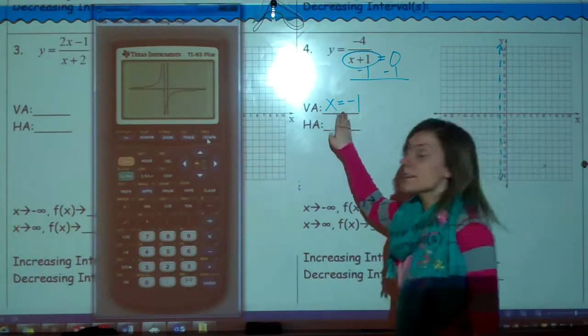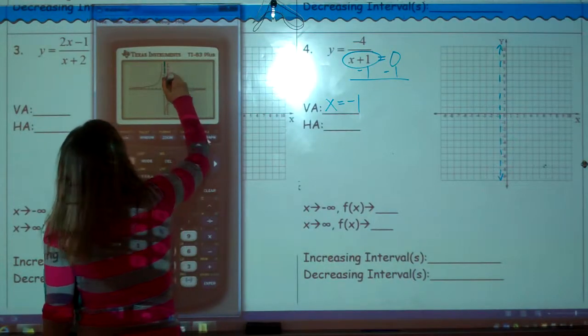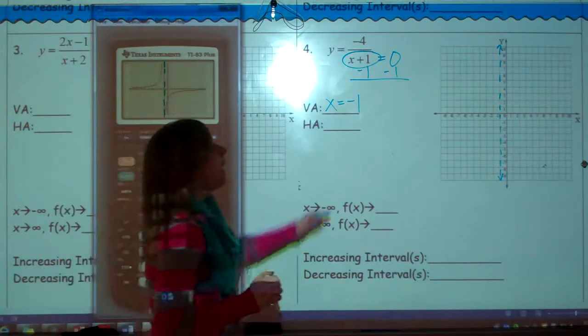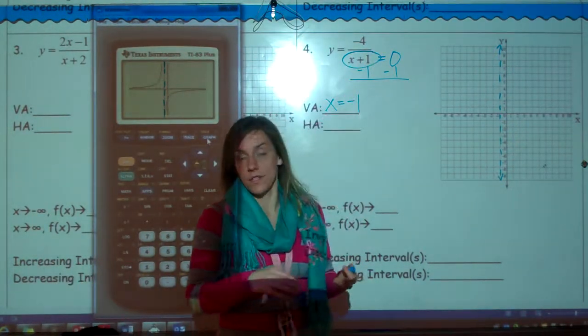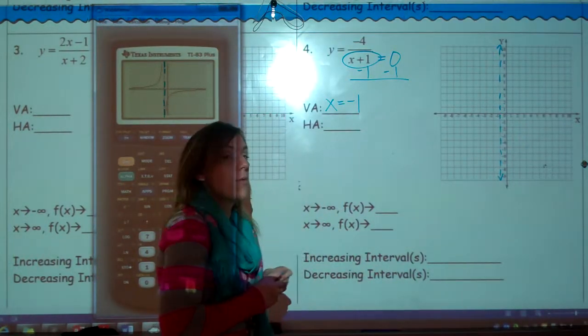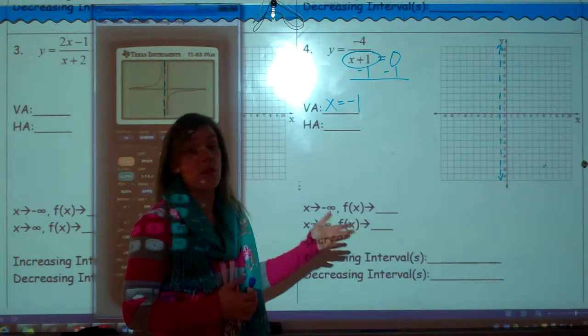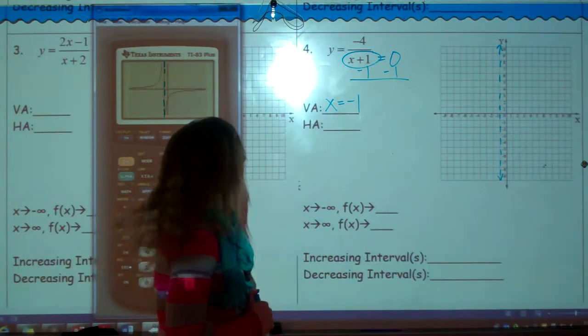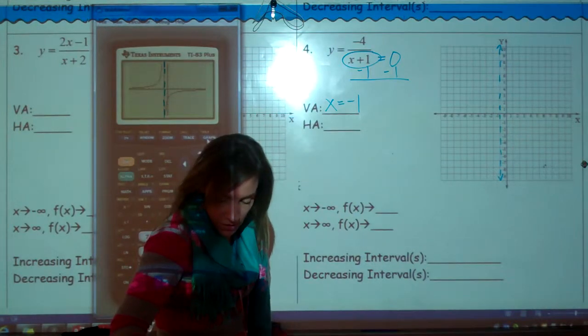Okay, so it can't cross at -1. So that is what that line is. And that's because, guys, you don't want a 0 in the denominator, because you can't divide by 0, so it's impossible. So that's why we don't ever cross it, because it's impossible to ever get a -1 down there. Okay?